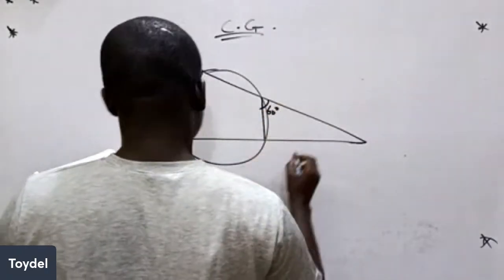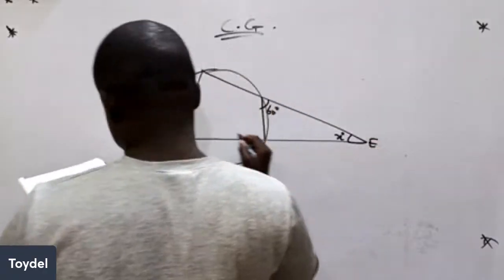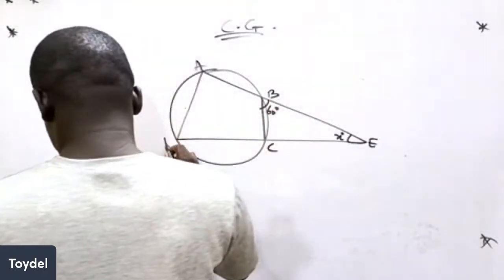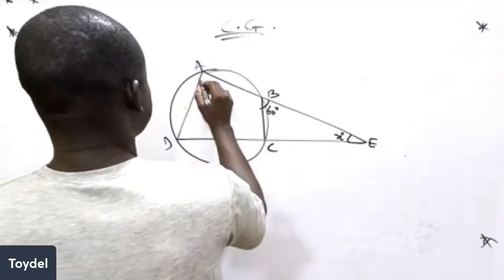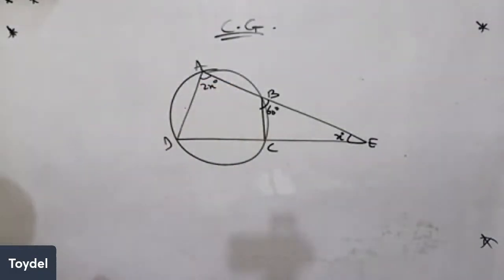Here is x degrees. This angle is E. Here is A, B, C, D. Okay, and this angle is 2x degrees. So the question says that in the figure below, calculate the value of x, giving a reason for each step in your answer.